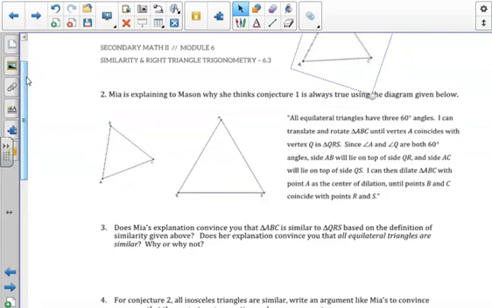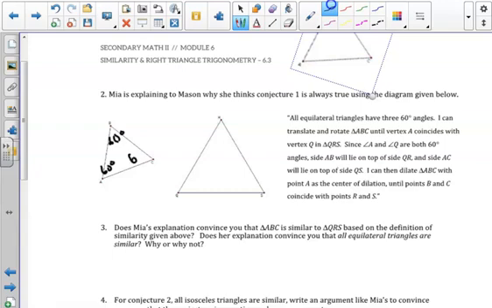Analyzing Mia's thinking, we can see that she knows that in an equilateral triangle, all the angles are 60 degrees. Therefore, in my diagram, each of these angles would be 60 degrees. That is by definition of an equilateral triangle. If all the sides are congruent, all the angles must be 60 degrees.